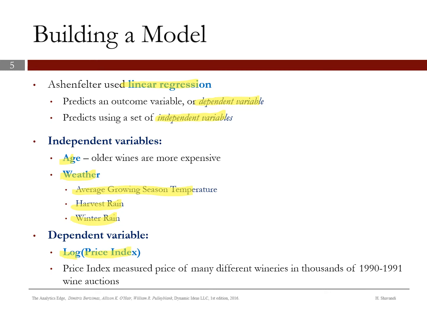So what's the price index? Price index is a measured price for many different wineries, in thousands, from the 1990 to 1991 wine auctions. So here we have a price index, and instead of considering the price index by itself, we're going to consider the log of the price index.